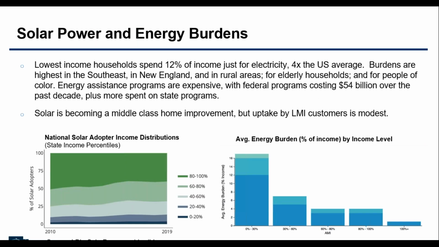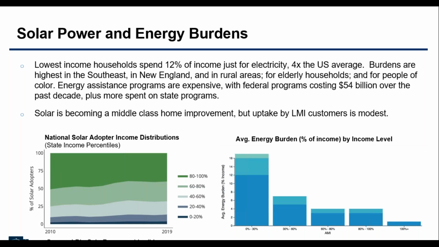The problem of energy burdens has been persistent. The lowest income households spend about 12% of their income just for electricity, more for other household energy use. And that's about 4 times the US average for other customers. The highest burdens are found in the Southeast and New England, especially in rural areas, among elderly households and for people of color. Energy assistance programs have amounted to over $50 billion over the past decade from the federal level. That's the LIHEAP program. Plus more is spent in state and utility programs, charitable programs, all kinds of programs. So quite a bit of money is spent on that.